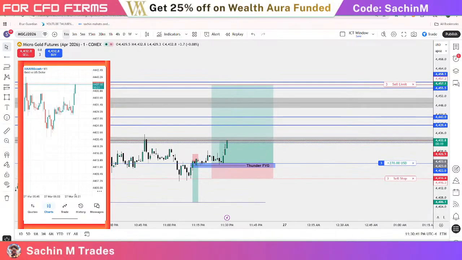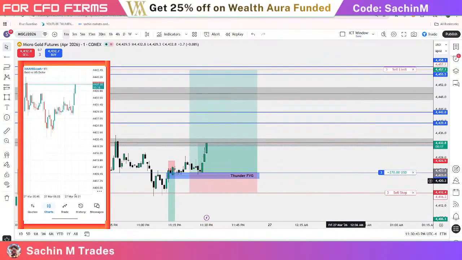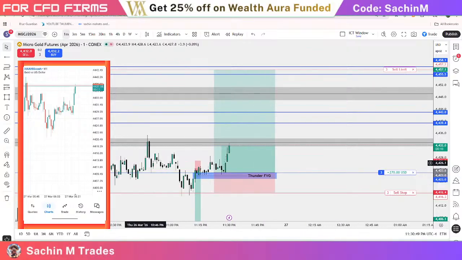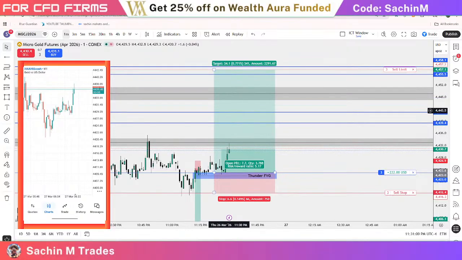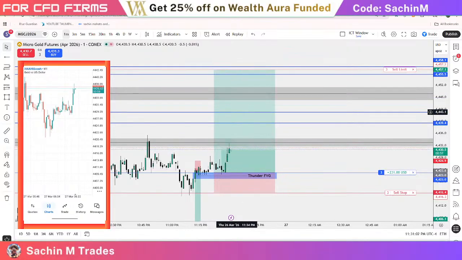I am not taking any partials today on this futures account, or I should consider taking partials. You can see the market had rejected from these levels previously, and the market might even reject again from this level. So I will consider taking partial once we get up to this 4,443 level in gold futures price levels.